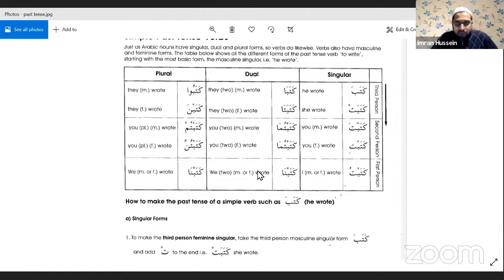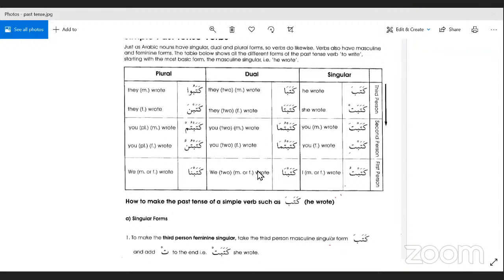Okay, Bismillah. Kataba, he wrote. Katabā, they two male wrote. Katabū, they plural, more than two male wrote. Katabat, she wrote. Katabatā, they two female wrote. Katabna, they more than two female wrote. Katabta, you wrote, male. Katabtumā, you two males wrote.